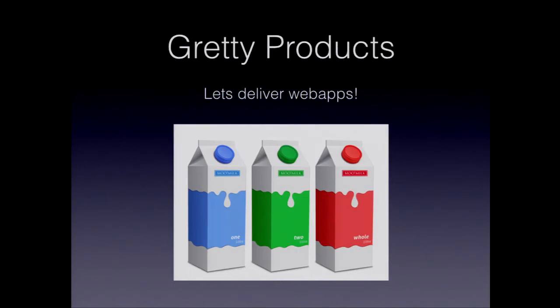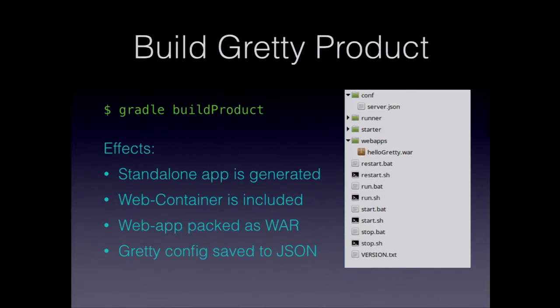So now we come to Gretty products. Let's deliver our web applications. We want to make our delivery as simple as possible. We want to do it with a Gradle task, and we deliver multiple web applications as a self-contained, configurable package. How do we do that? We invoke a Gretty task, build product, for it.